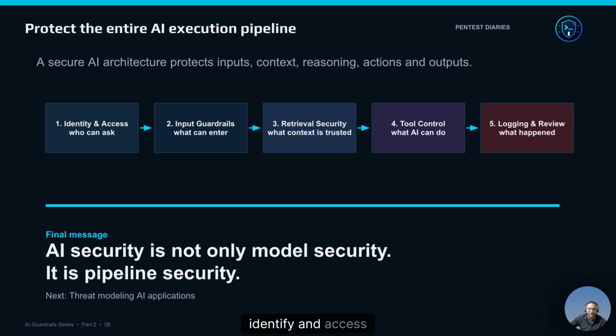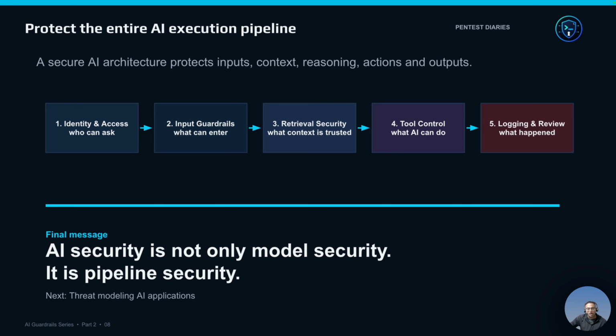First, identity and access. Who is making the request and what are they actually authorized to access? Second, input guardrails. What kind of instructions are we allowing into the system? Can we detect a malicious prompt, manipulation attempt, or a policy violation before they reach sensitive components?